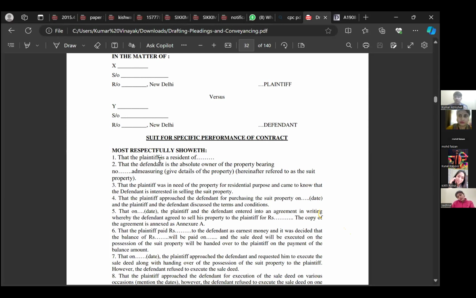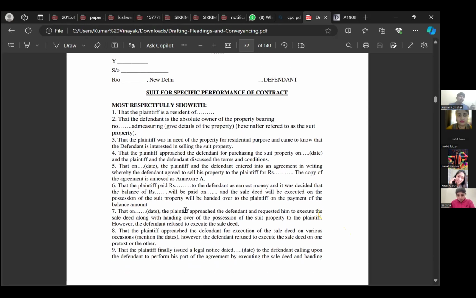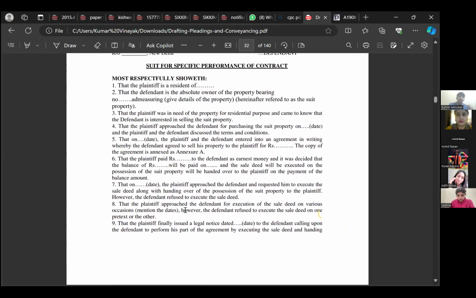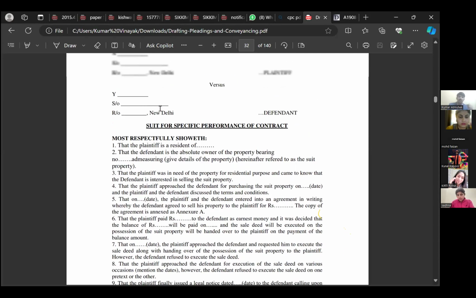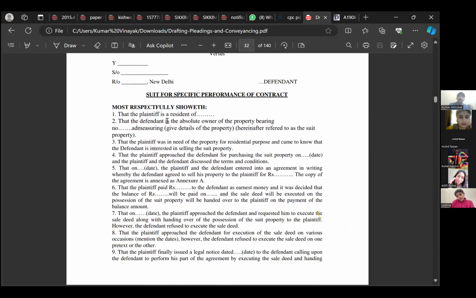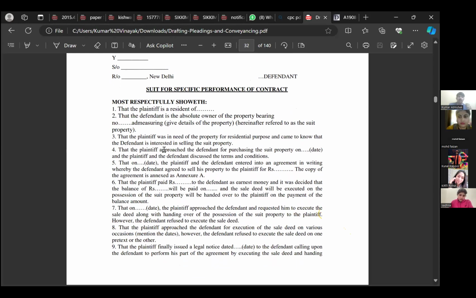Then you will also detail the defendants. Then you will proceed to state all the material facts that are required for adjudication of that particular case. And then you will also write about your grounds in that draft. Although in suits generally the facts are to be mentioned, the grounds can be inferred during the time of the argument. If you refer to this plaint, it says that the plaintiff is a resident of so and so, that the defendant is the absolute owner of the property bearing so and so number, and the measure of the property is so and so.